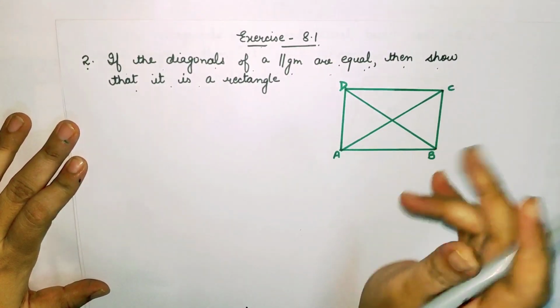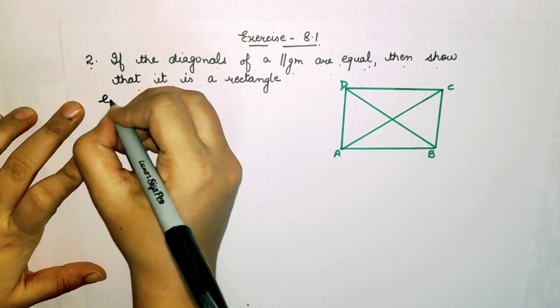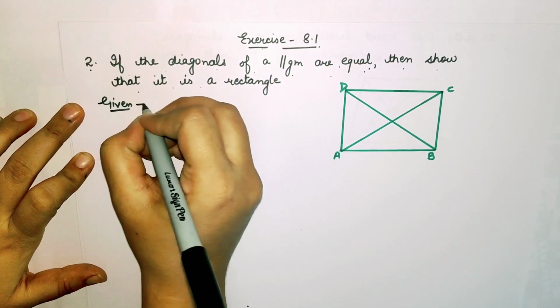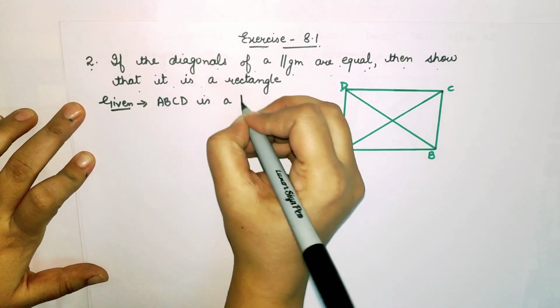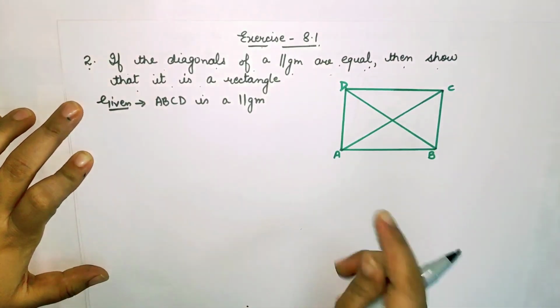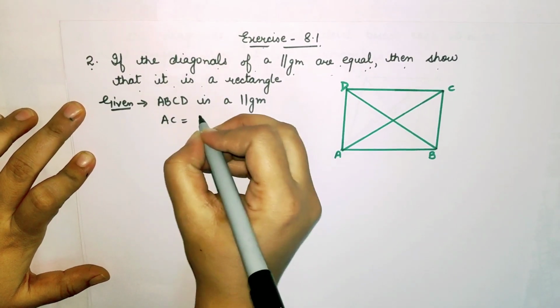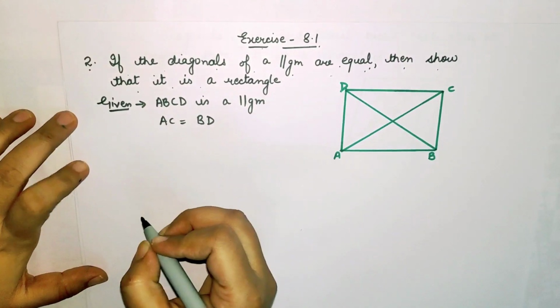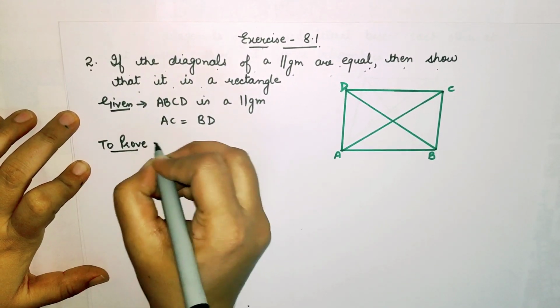Now we form the figure of the parallelogram. Now given is, we suppose that ABCD is a parallelogram in which diagonals are equal. AC is equal to BD. It is given in the question. We have to prove, what we have to prove? That ABCD is a rectangle.